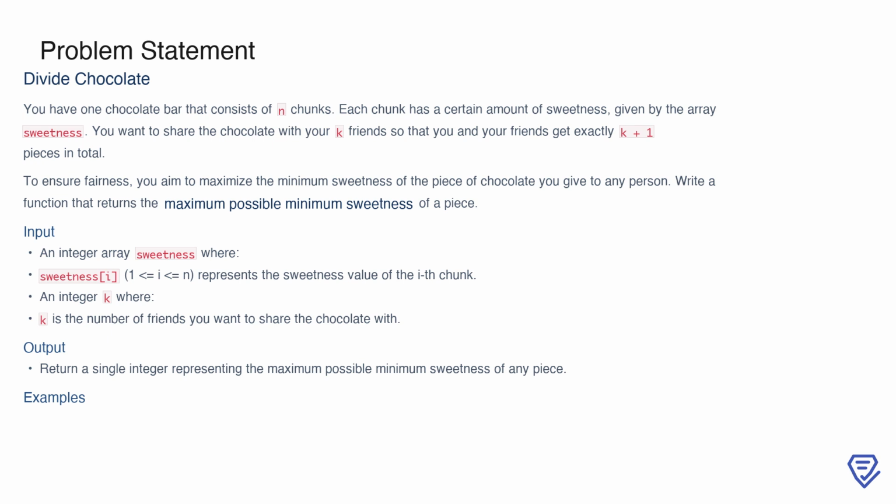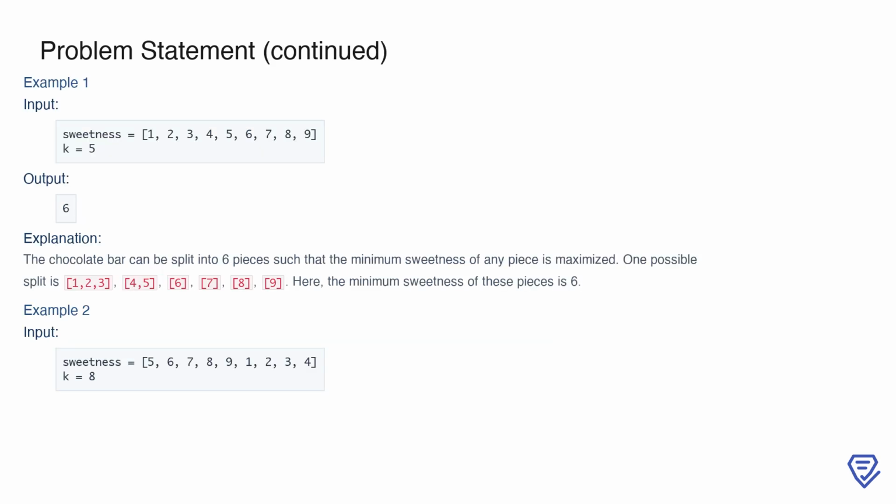The problem asks you to write a function that calculates the largest possible value for this minimum sweetness. The input includes the sweetness array, where each element specifies the sweetness of a chunk, and an integer k, representing the number of friends. The output should be a single integer that represents the maximum possible minimum sweetness achievable under these conditions. Let's look at an example to better understand the problem.